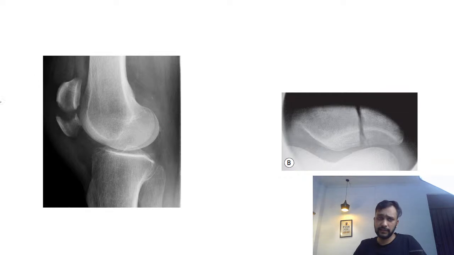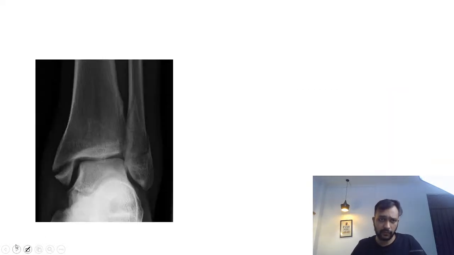So in this image we can see that there is a horizontal fracture and there is a vertical fracture of the patella. Now guys, moving on to the next x-ray.